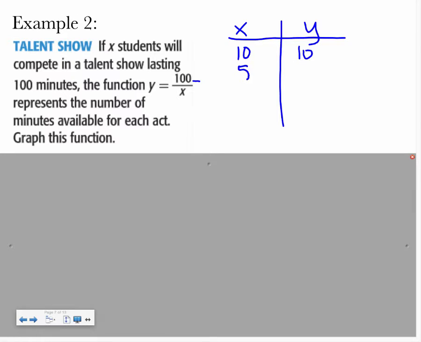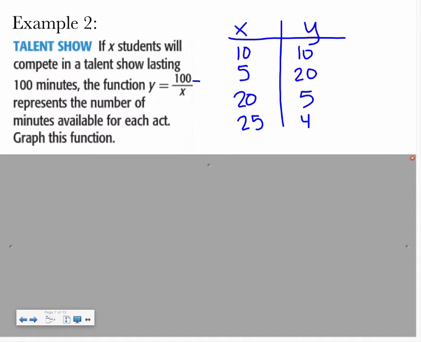5 is another number that goes in there nicely. We could do 5 and 20, or the other way around, 20 and 5. Or we could always do... if we plug 25 in for x, we would get 4 for y. So there's just a few points that I would then graph.